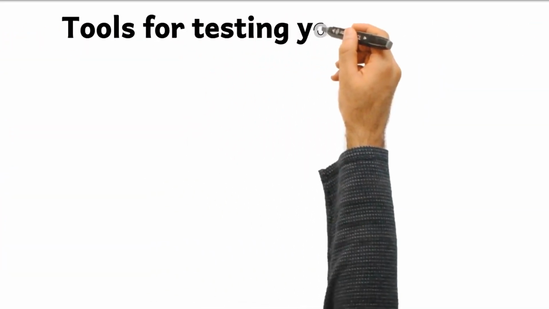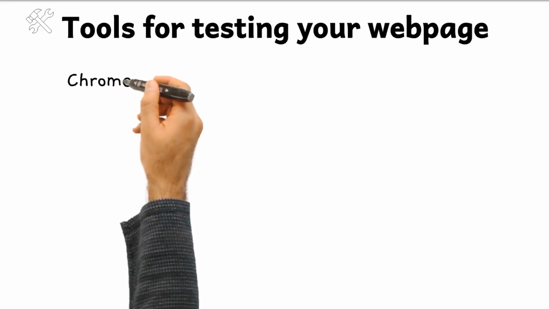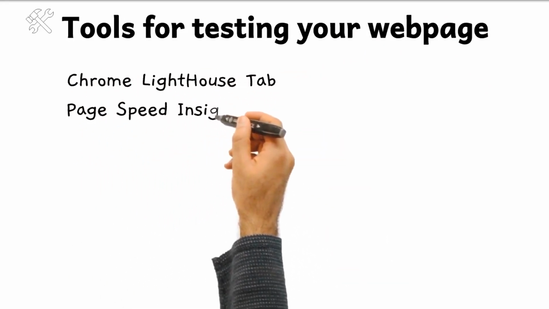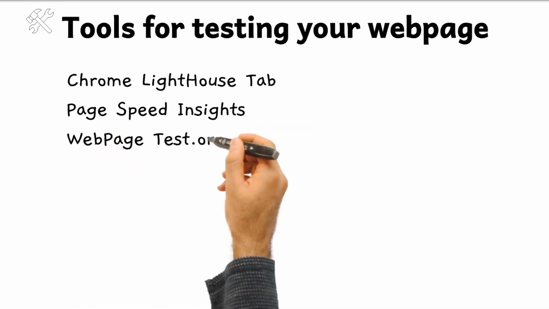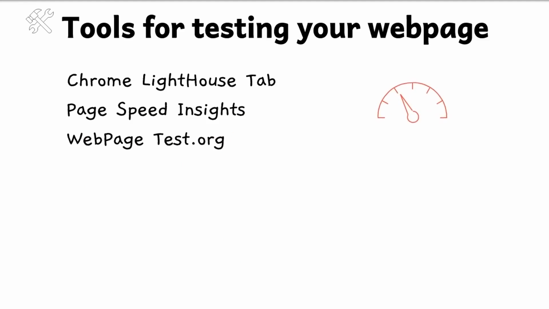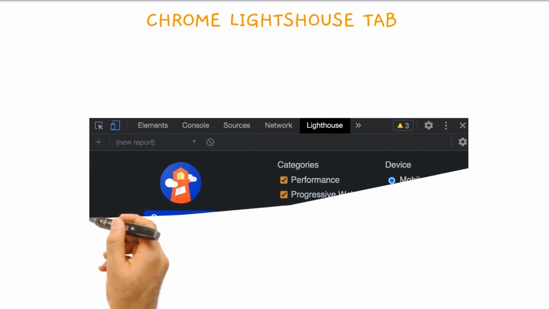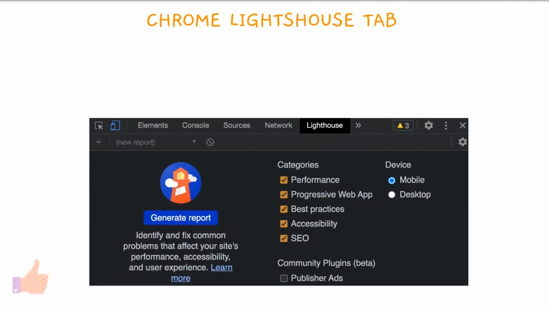So, what are the tools available in the industry that help us in auditing our page? There are multiple tools, but in this video we will talk about the Chrome Lighthouse tab, Page Speed Insights, and Web Page Test. The first one we are going to talk about is Lighthouse.